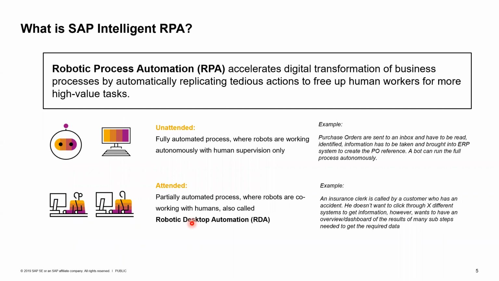So to start with, what is SAP Intelligent RPA and why is SAP focusing so much on this topic right now? As the name itself suggests, RPA is SAP's solution, the main objective of which is to automate the repetitive tasks or the manual tasks which happen in any organization.